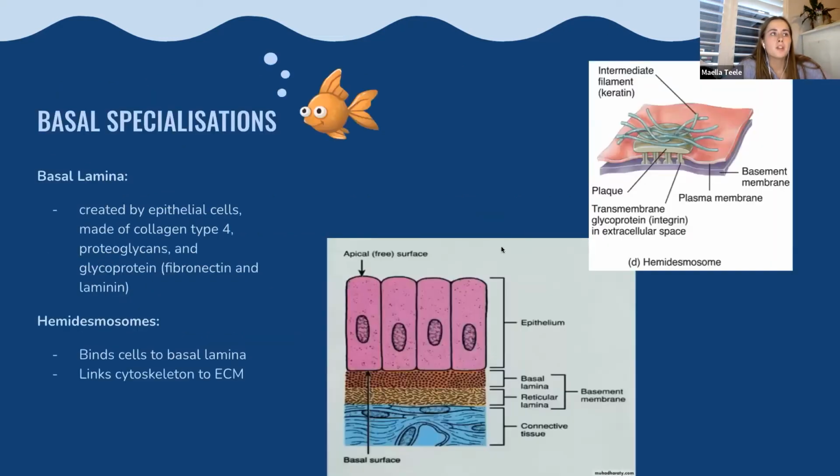So if you have a look at the base, we've got 2 basal specializations that you need to know. So the basal lamina is otherwise known as the basal membrane, and that's what the epithelial cells attach to. So it's actually created by epithelial cells, so it's made of the collagen type 4, proteoglycans, and glycoprotein. And more important are the hemidesmosomes, which are what is responsible for binding the epithelial cells to the basal lamina. So they link the cytoskeleton to the ECM. So if you see in this image here, if you see the little disc and the little linking, that's your hemidesmosome, and you just need to kind of know that that exists.